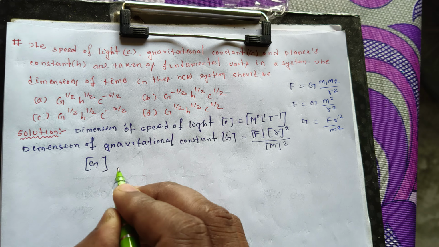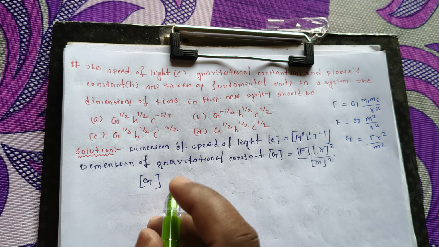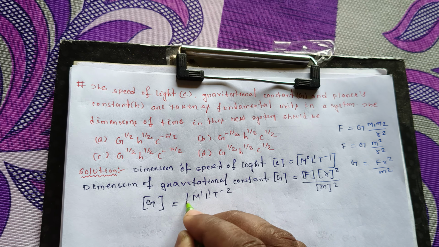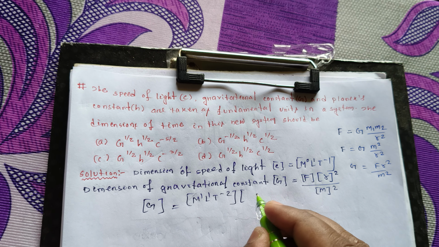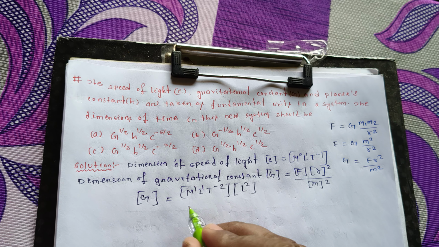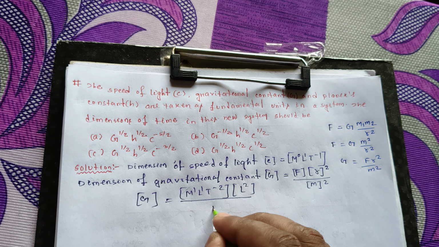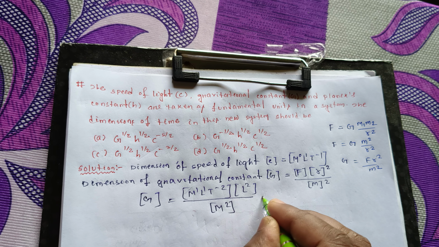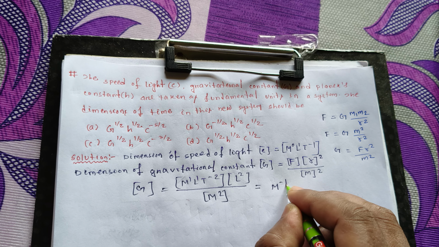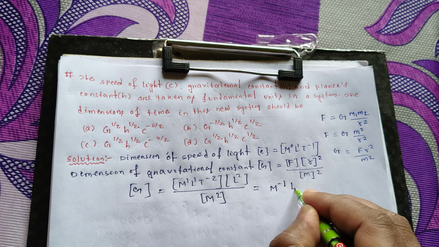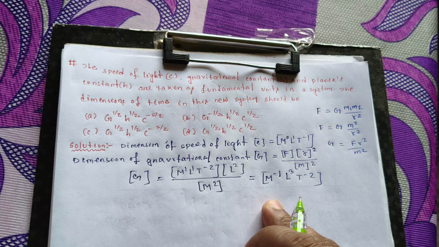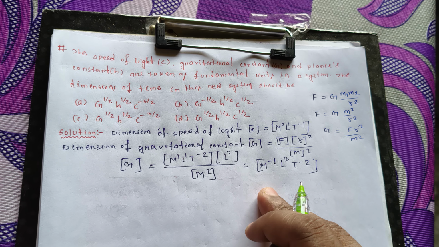So the dimension formula of the gravitational constant is nothing but the dimension of force, M1 L1 T to the power minus 2, times L square for distance squared, divided by mass squared, so M to the power minus 1, L3 T to the power minus 2. This is the dimension formula of the gravitational constant.